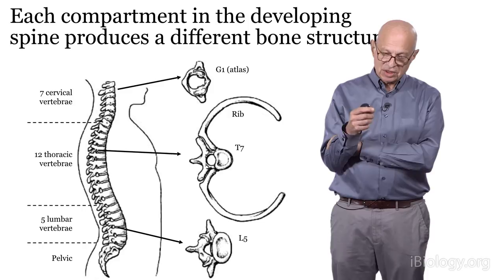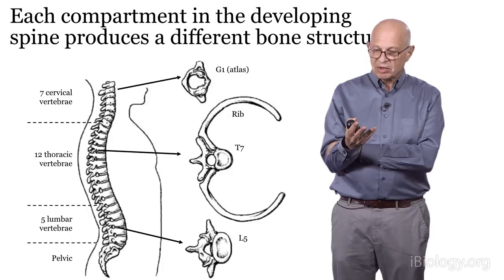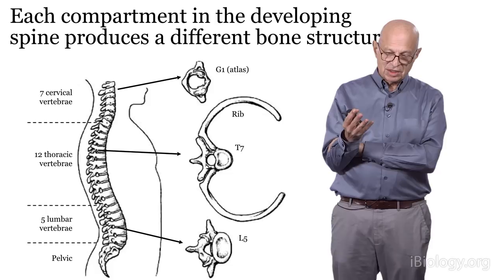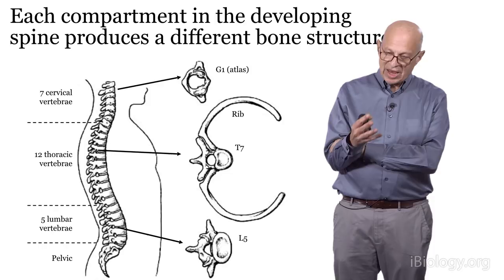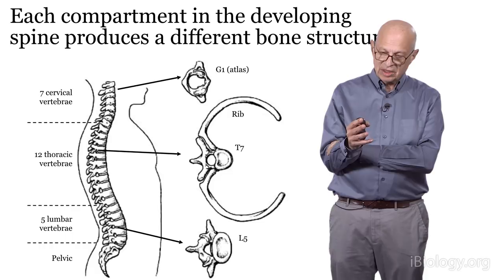So you can vary your digits from almost the digits of a whale to the digits of a human hand to the digits of a bird, because that region of the embryo is told to deal differently with exactly the same information as another region of the embryo.